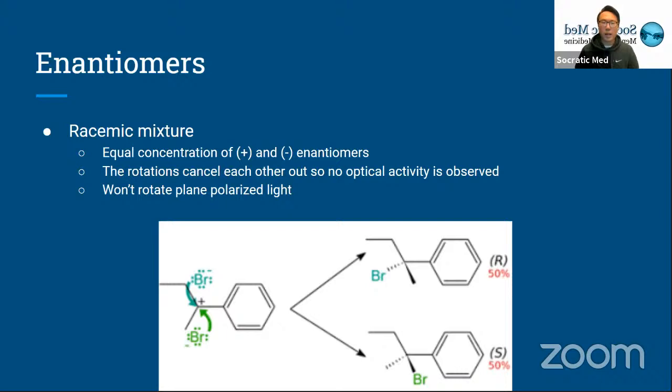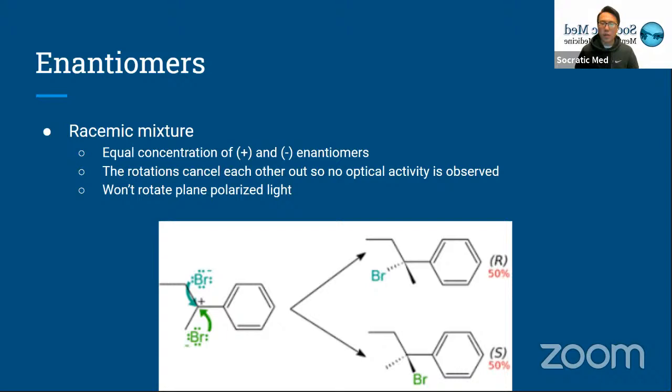And because of that, a racemic mixture is when you have 50% of each enantiomer. So 50% of one enantiomer, and the other 50% is the opposite enantiomer with the opposite R and S configuration. When that happens, the rotations of plane polarized light cancel each other out. So there's actually no optical activity observed. It won't rotate plane polarized light.